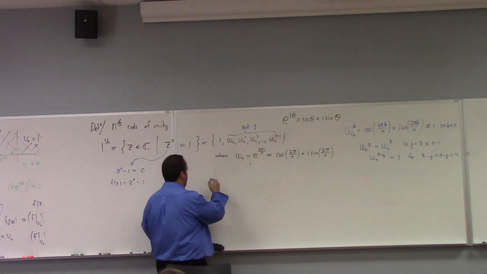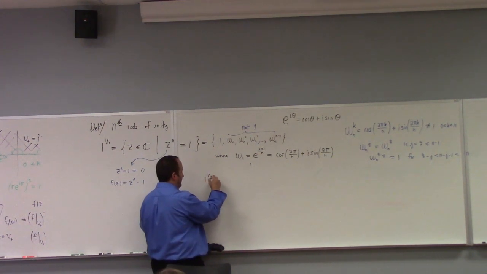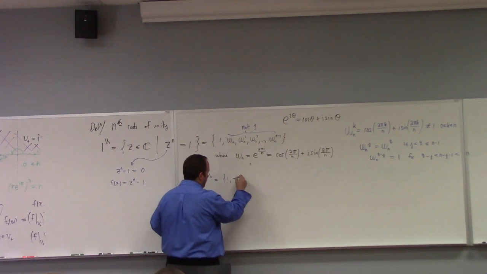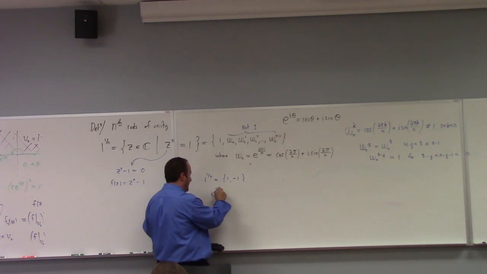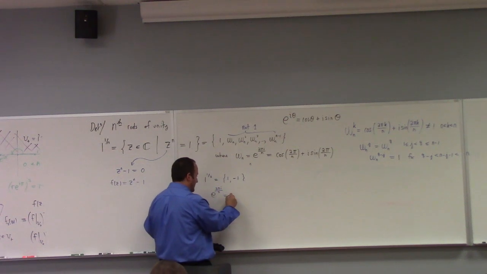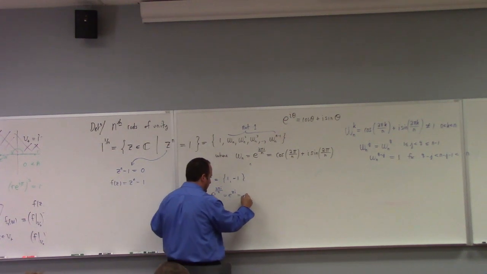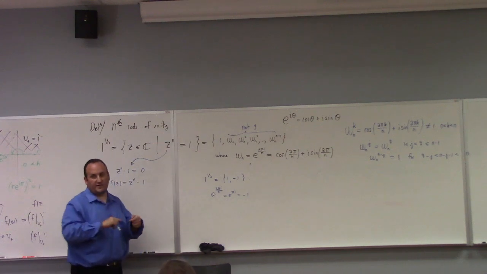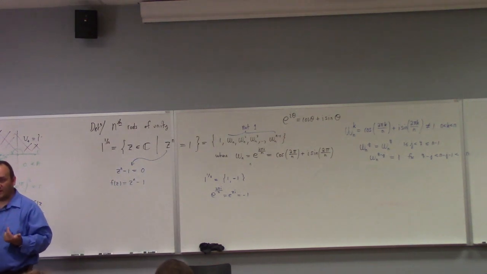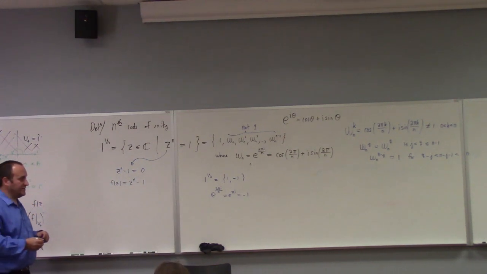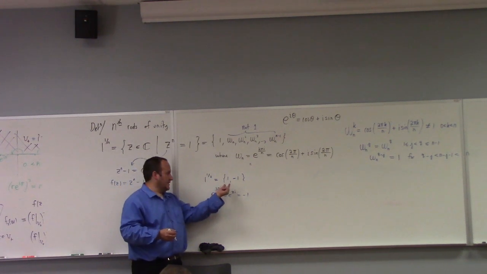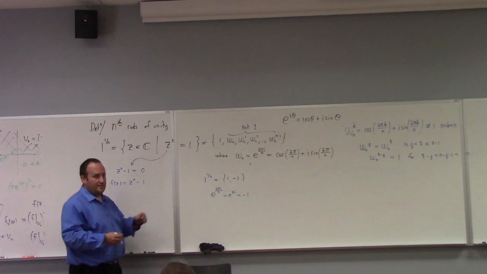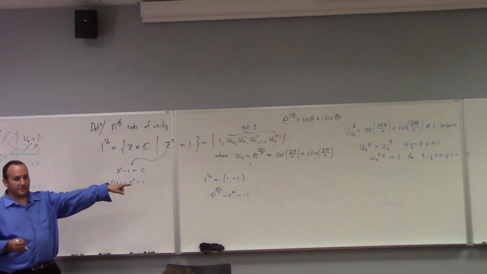So let's start out small. What's 1 to the 1/2? This is equal to 1 and minus 1. The reason is simply that e to the 2 pi i over 2 is e to the pi i, which is minus 1, because cosine of pi is minus 1 and sine of pi is 0. So e to the pi i is minus 1. So the second roots of unity are just the numbers 1 and minus 1. Those form a group of complex numbers of order 2.